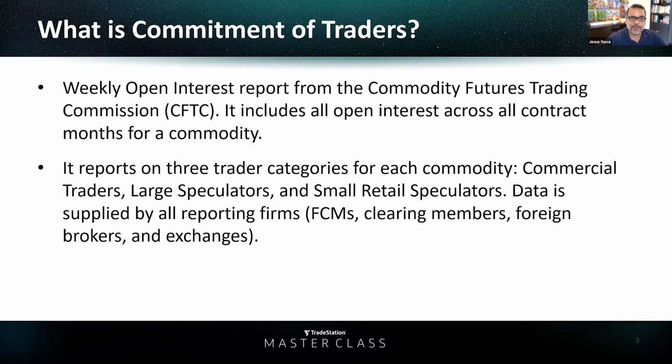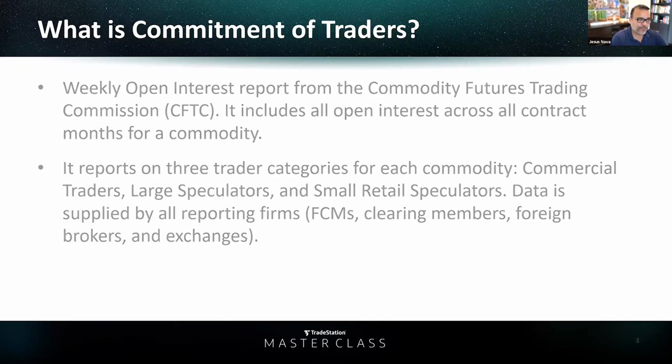We're going to talk a little bit about these 3 categories in just a moment and provide you a little bit more detail. But the data is supplied by collecting all the different trading information that is available from FCMs, clearing members, foreign brokers, and exchanges. So the CFTC collects all this data, compiles it into a report, and makes it available every week.